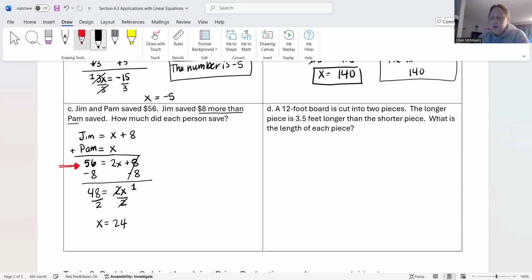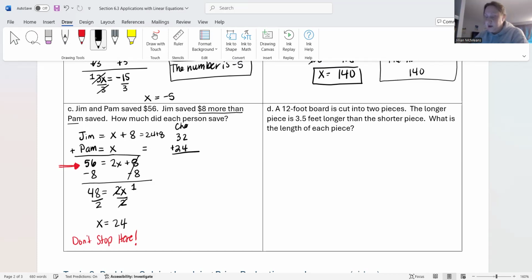Please don't stop here. All right. Yes, you have solved the equation, but you haven't interpreted the results. So we have to go back and figure out, okay, what does X mean? Well, X was the amount of money that Pam saved. So Pam saved $24. Well, if Pam saved $24, Jim saved 24 plus $8. So what's 24 plus 8? That would be 32.